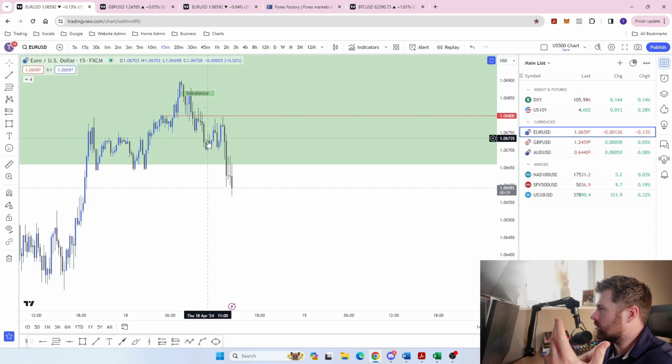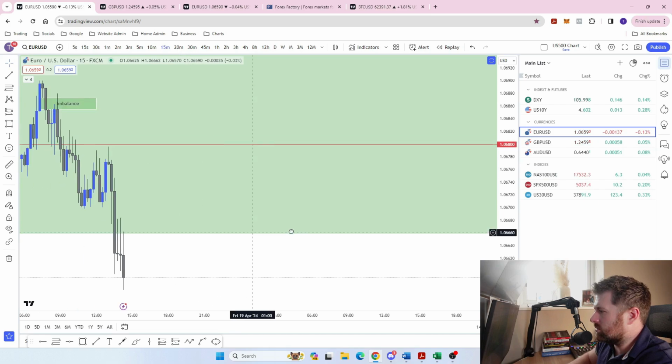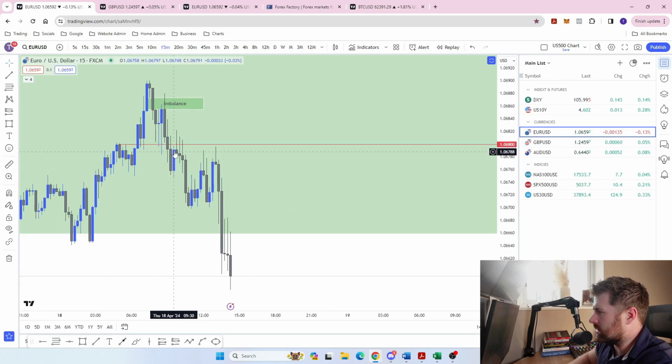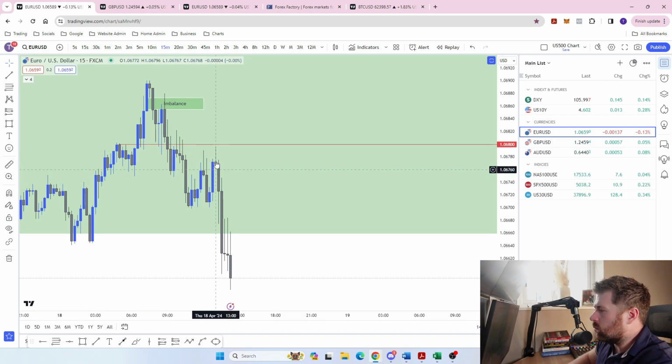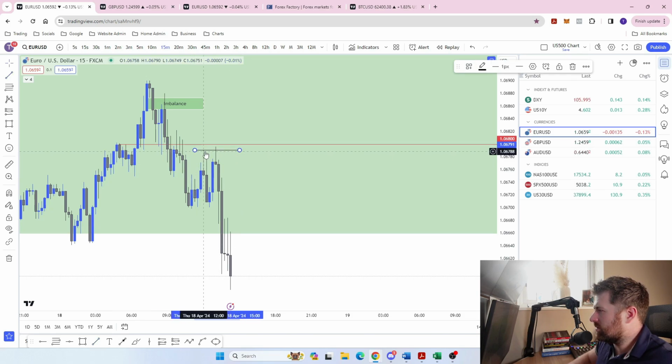Okay, price is now breaking lower, giving us this really interesting candle right here. Okay, price retraces lower, creates a sell side imbalance. Price disrespects it, carries on moving higher. Now, 1 o'clock UK time, price sweeps above that liquidity right there. Very interesting stuff.